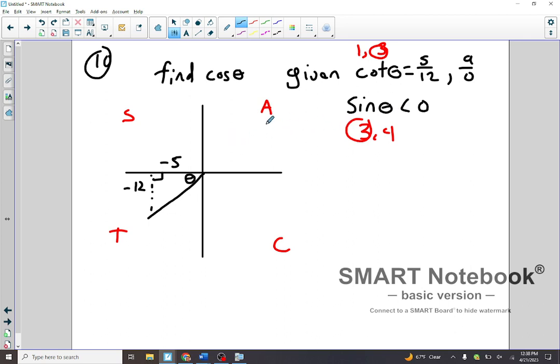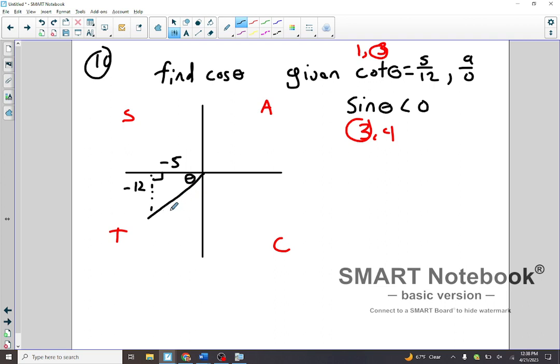Sine would be negative. Sine is positive where all are positive, so -5/13. Sine is smaller than 0, so sine is negative. Whatever result you get here is negative.